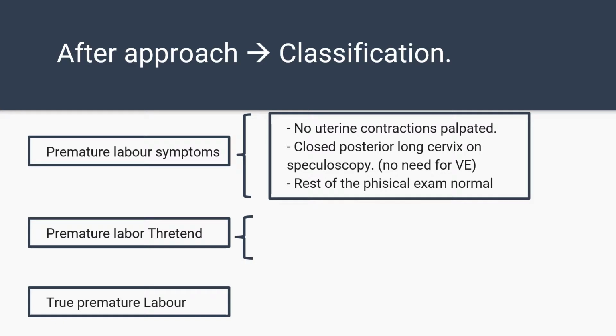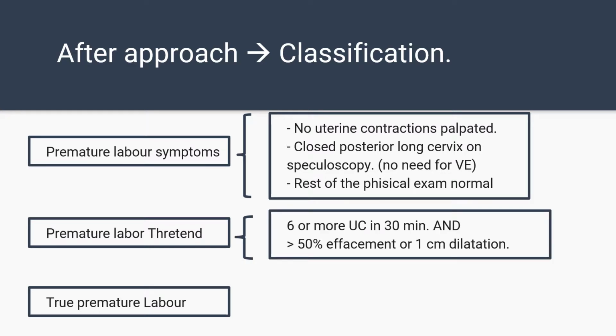Premature labor threatened is when we have contractions that we can measure, like 6 or more uterine contractions in 10 minutes. And in addition, we have cervical modifications, but only a little. So 50% of effacement or 1 centimeter of dilatation. One of those two is enough to diagnose premature labor threatened. These are the patients that most benefit from the tocolysis.